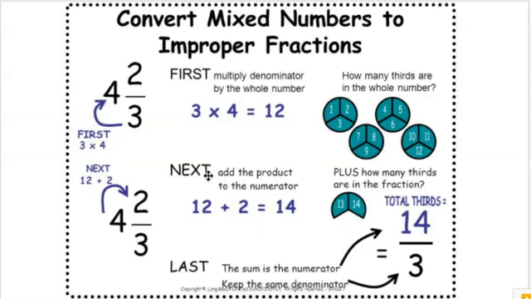So in this step, I'm going to add the 2 to the product that I got in step 1. So again, you can see I'm going to do denominator times whole number. I'm going to take that answer of 12 and add it to what I got there in my numerator for 14. And then the last step is the denominator stays the same. So the answer here is 14 thirds.